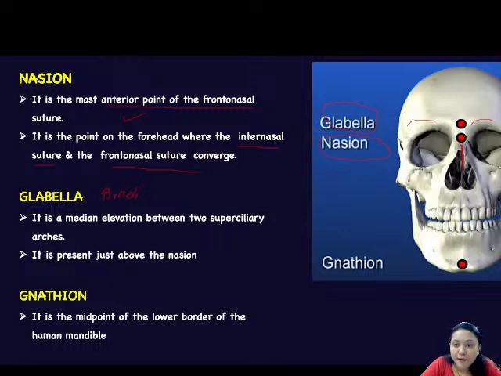ठीक है. और मिड लाइन में एक और term है, that is known as the gnathion. Gnathion क्या है? It is the midpoint at the lower border of the human mandible. So this is known as the gnathion. ठीक है. So now you know that सबसे ऊपर where you put the bindi, that is your glabella. उसके नीचे है nasion. उसके नीचे that is your gnathion. Okay. Everybody understood?